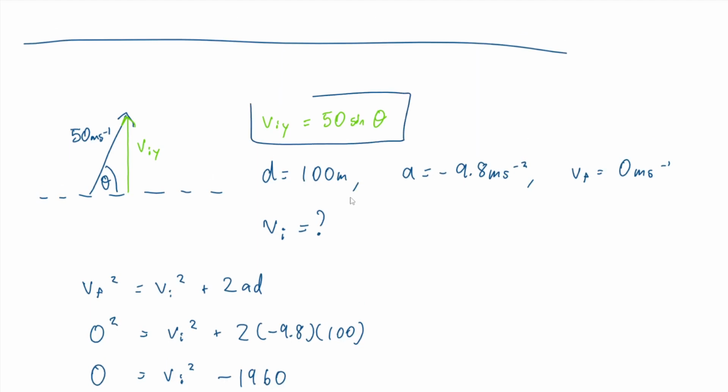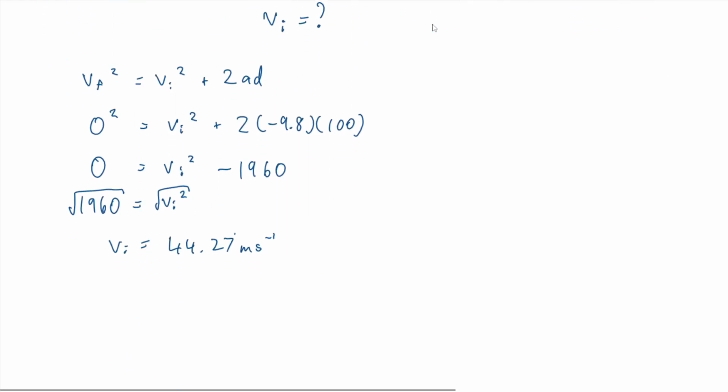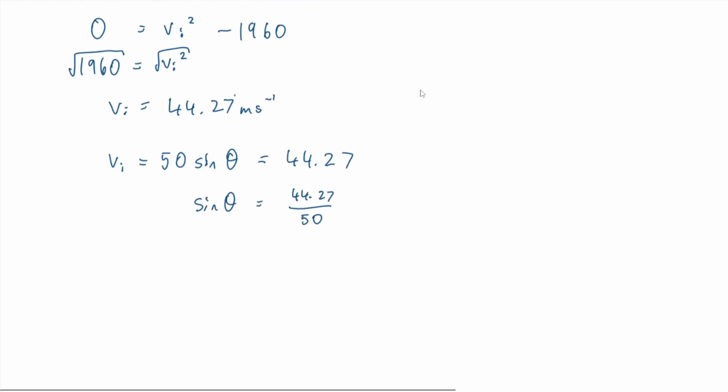So using this expression for the vertical velocity, we can solve. We know VI is 50 sine theta, but we know that VI is 44.27. So we can divide both sides by 50. And you'll recall from trigonometry, to find the angle, we can take the inverse sine of both sides, or the arc sine. 44.27 over 50.